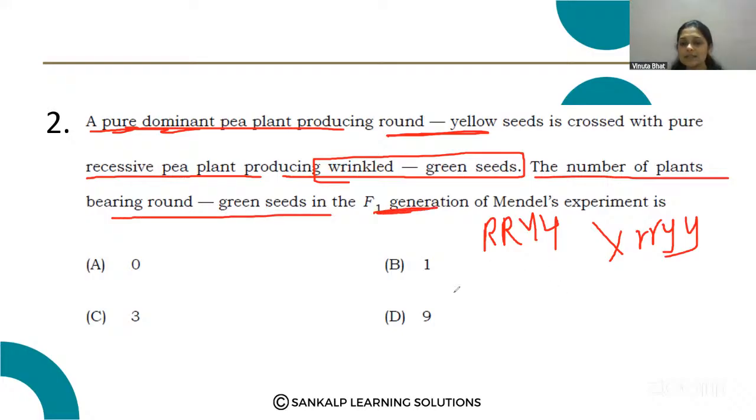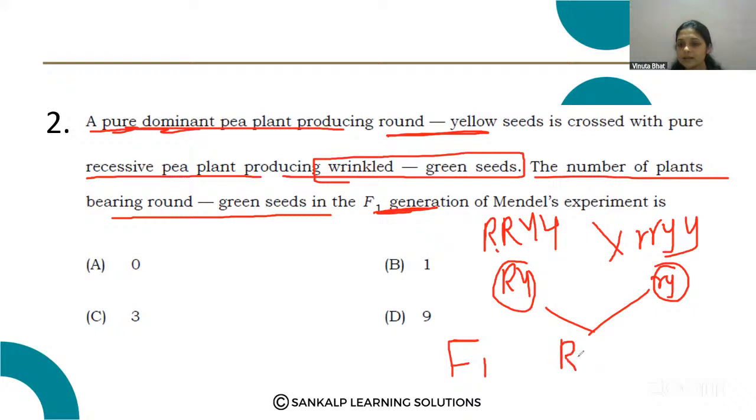So let us write the gametes. Capital R, capital Y here is the gamete, and here small r, small y is the gamete. Then the F1 generation plants have capital R, small r, capital Y, small y. That means the F1 generation plants all produce round yellow seeds. But here what they asked is the number of plants bearing round green seeds. How many plants produce round green seeds in the F1 generation? Is it 0, 1, 3, 9?